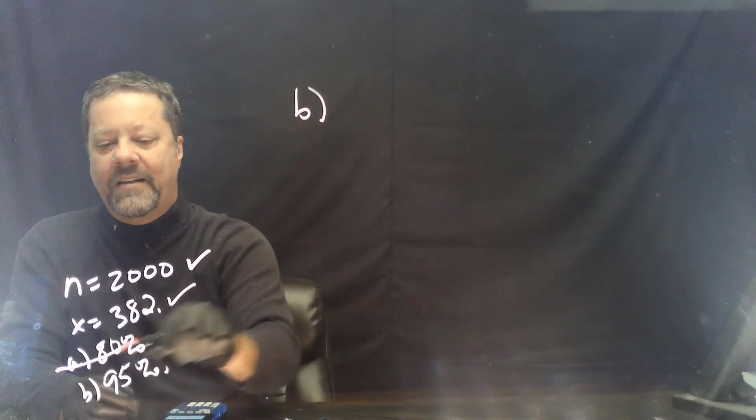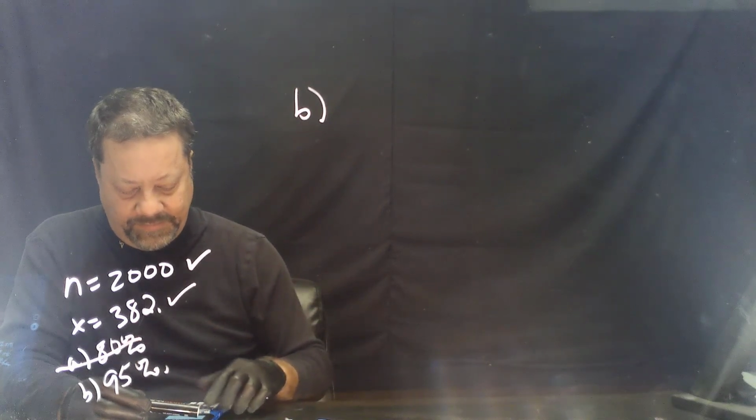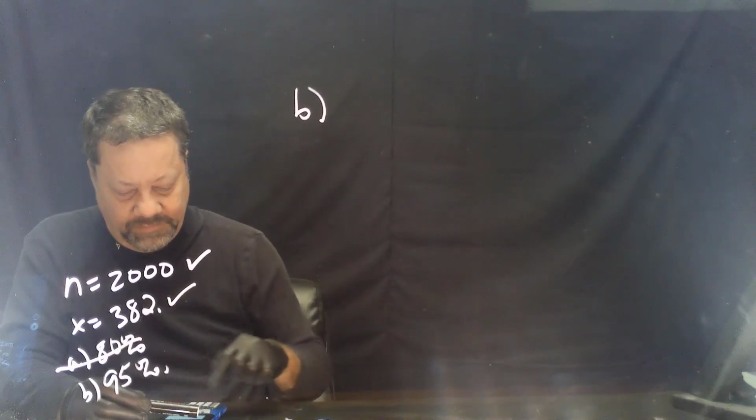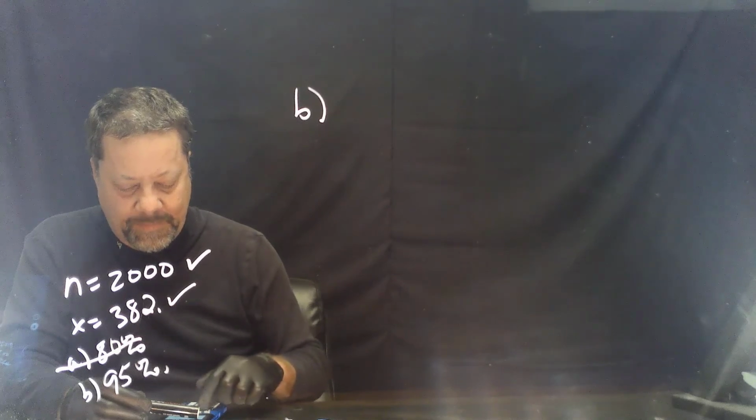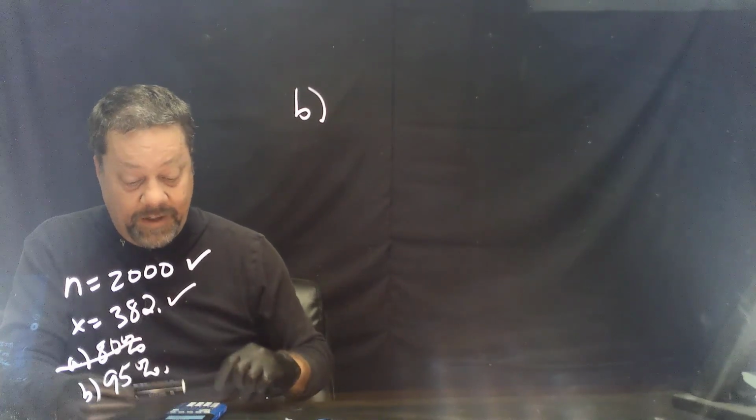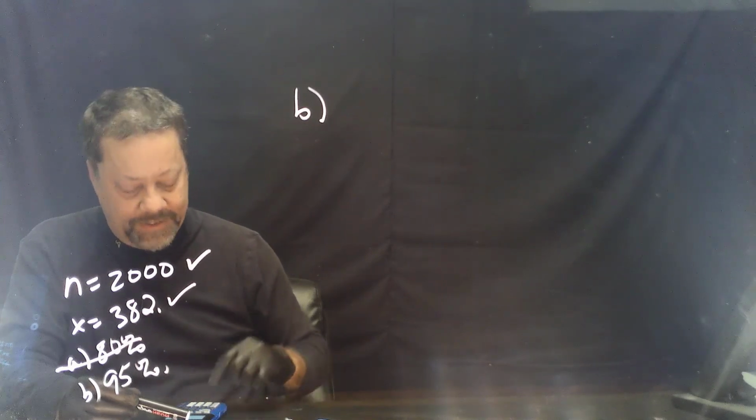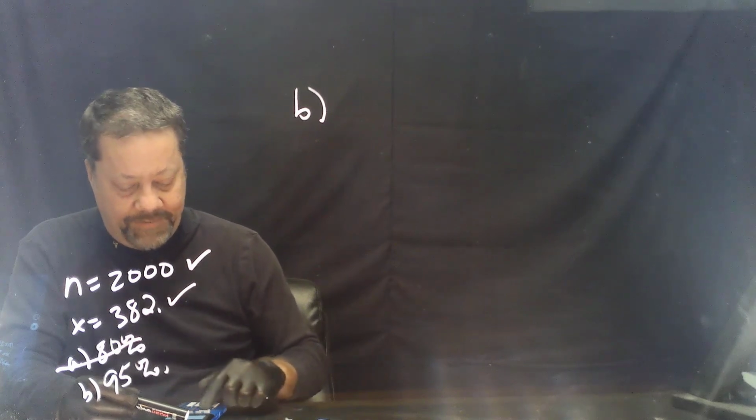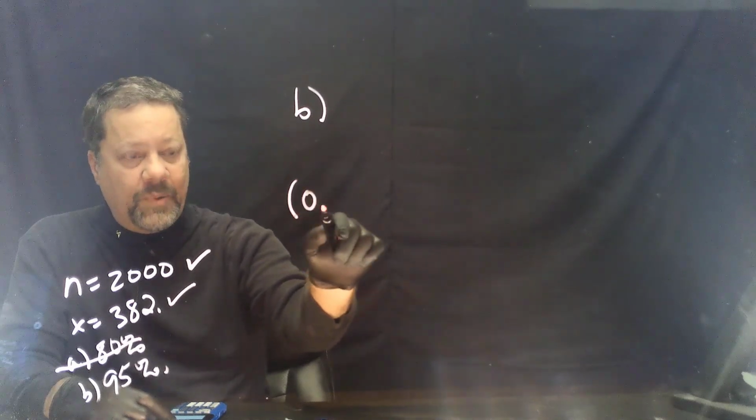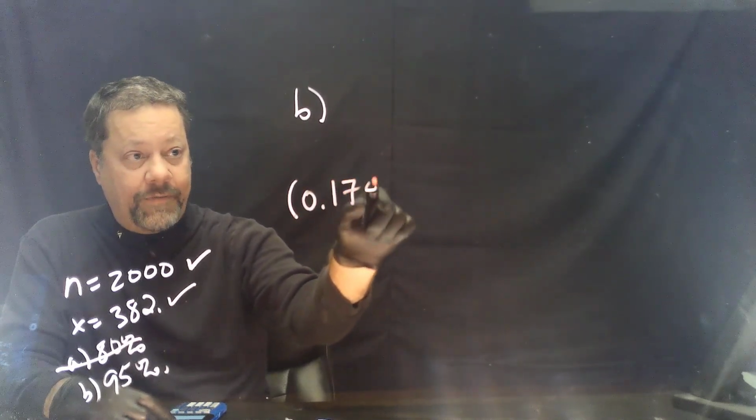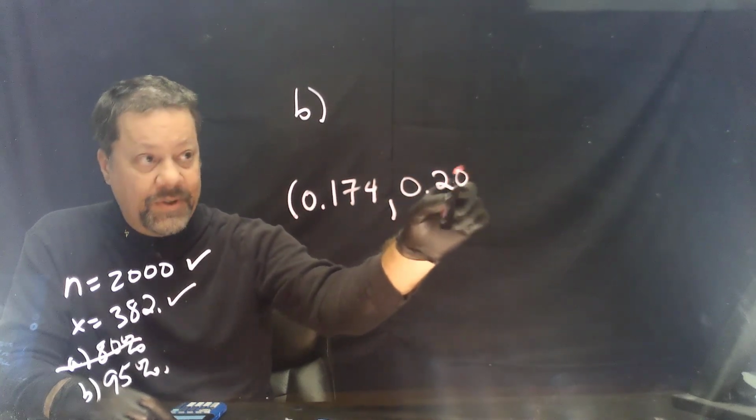We'll enter everything the same way as before, except now: stat, tests, 1 proportion z interval, 1 prop z int, 382, 2000, and the confidence level is 0.95. That's the difference this time. It gives us 0.174, rounding to 3 decimal places, and 0.208.